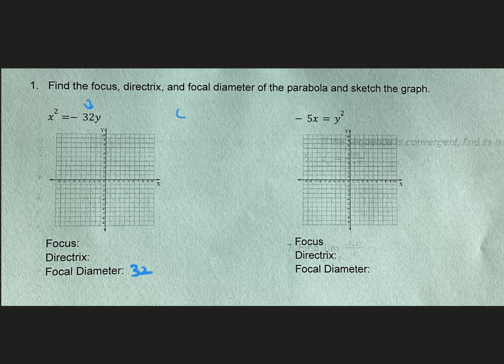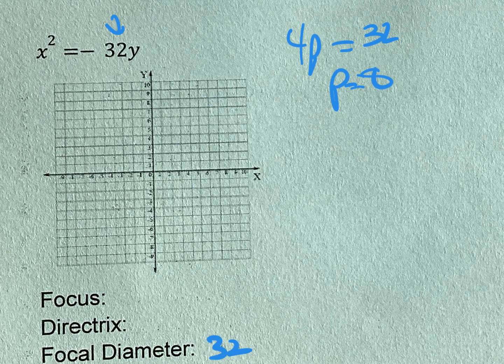The focus is p away from the vertex, so p is 8, so let's go ahead and graph this thing. The vertex all week was 0, 0, so I'm going to go to 0, 0 for the vertex. The focus is 8 away, and because it's negative 32, it's down 8, so my parabola is going to look like this. My directrix is going to be 8 above, like that. So my focus would be the point 0, negative 8, and my directrix would be y equals positive 8.